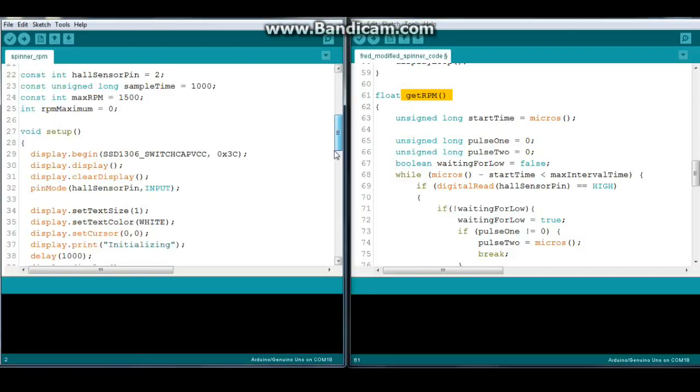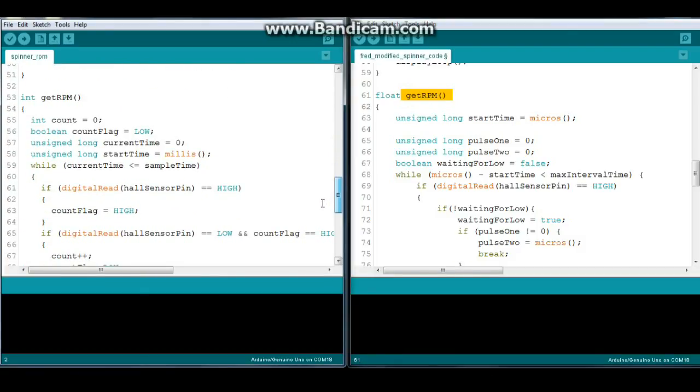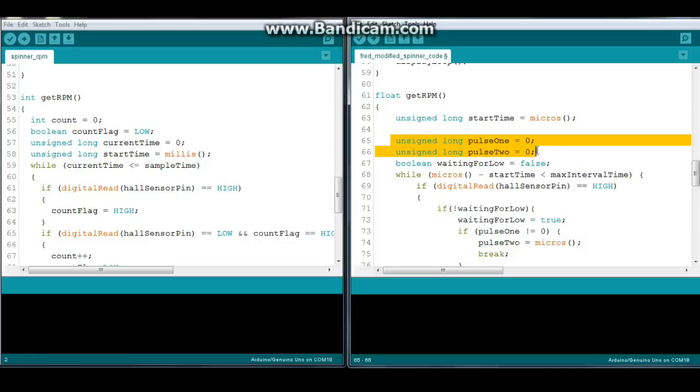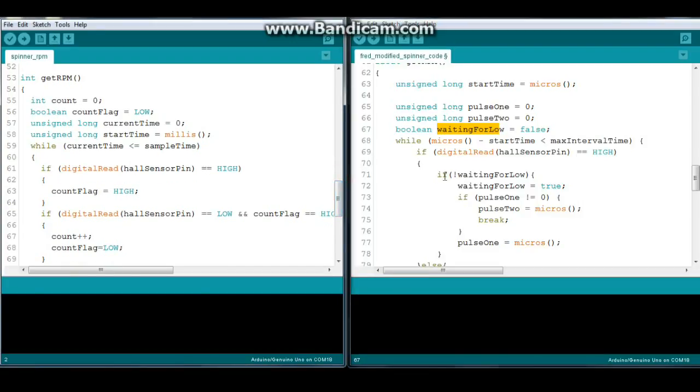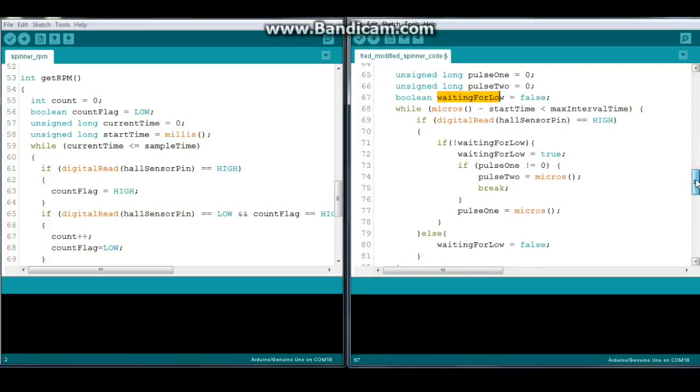So let me go down here to my old get RPM. We're kind of starting with the same thing where we're grabbing the current time, but now we've changed it to have these two variables, pulse 1 and pulse 2, and a Boolean flag waiting for low. So the while is still the same basically. And we say if a digital read Hall sensor pin is high, which means there is no signal detected, then basically nothing happens. And if not waiting for low, then waiting for low equals true.